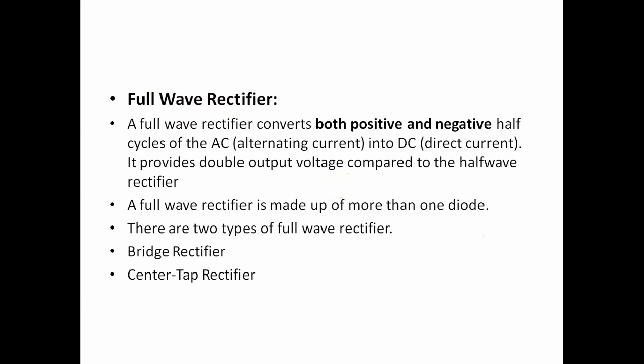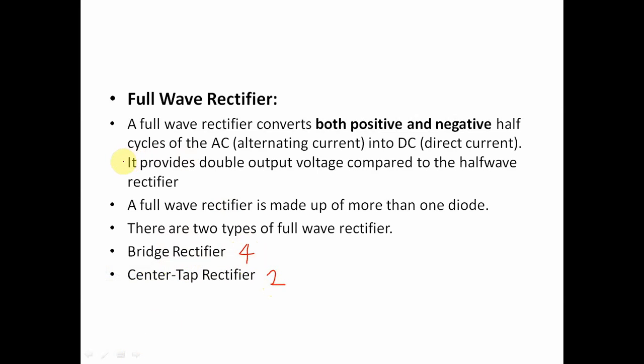In a half wave rectifier, only one diode is used for conduction. Now we will study the full wave rectifier. Full wave rectifiers are classified into two types: bridge rectifier and center tap rectifier. In the center tap rectifier, two diodes are used, and in the bridge rectifier, four diodes are used.